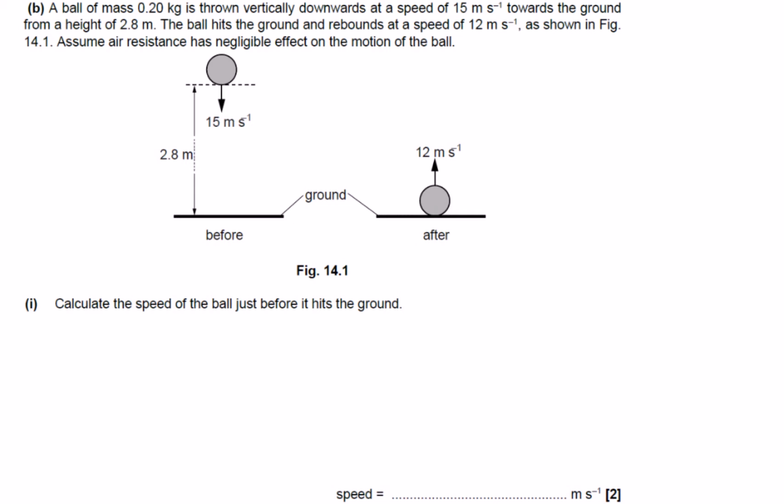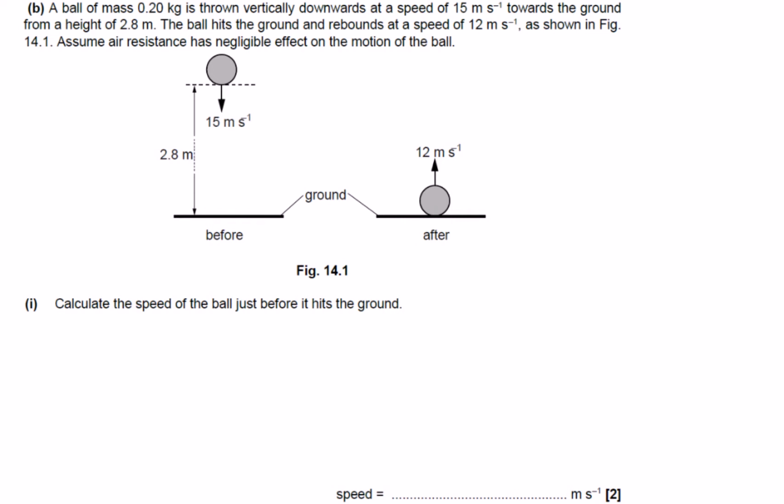Question 14b. Here we've got a ball of mass 2 kilograms. It is thrown vertically downwards at a speed of 15 meters per second towards the ground from a height of 2.8 meters. The ball hits the ground and rebounds at a speed of 12 meters per second, as shown in figure 14.1. We're going to assume that there's no air resistance acting on the ball.